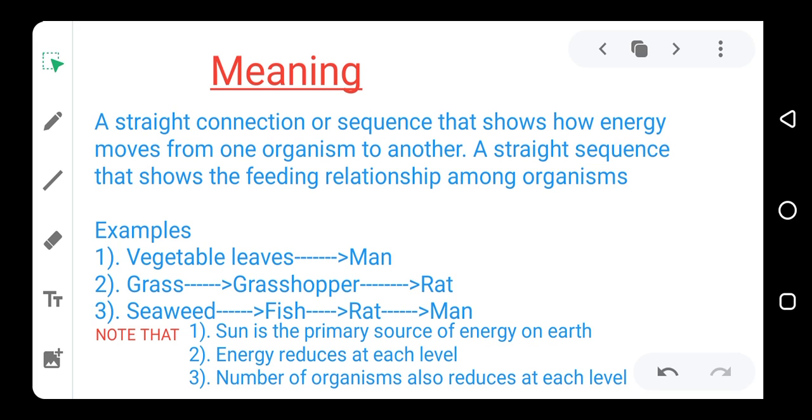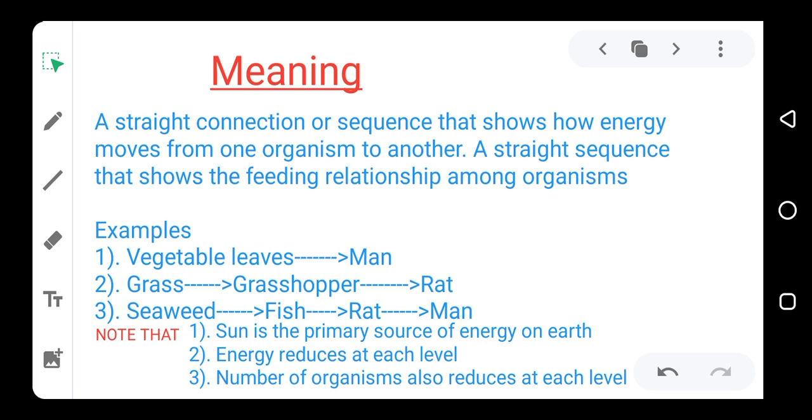Now, please note that the sun is the primary source of energy, like I've said before. As we move from one level to another, the energy is decreasing. So the sun has the greatest amount of energy, followed by the producer, which is the plant. That is why we have so many plants, because there is so much energy available for them. Then it reduces to the consumers, and for consumers it gets to the decomposers. So the decomposers have the least amount of energy.